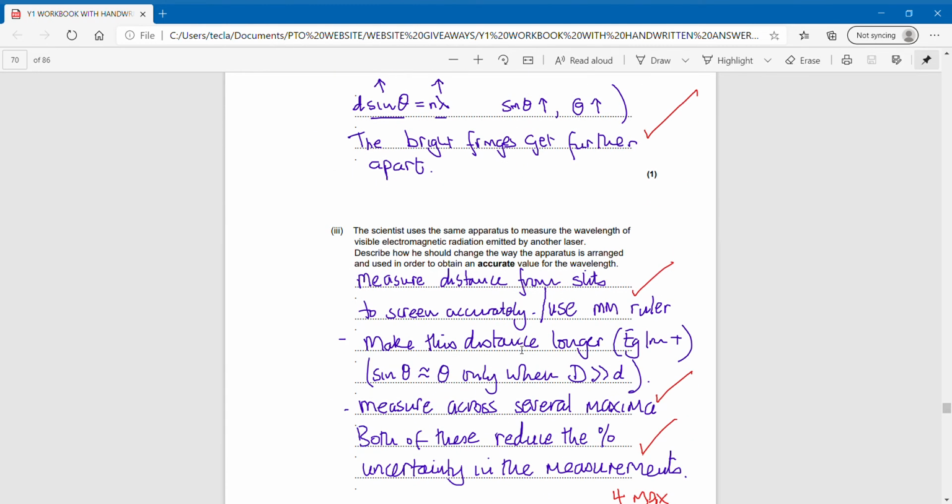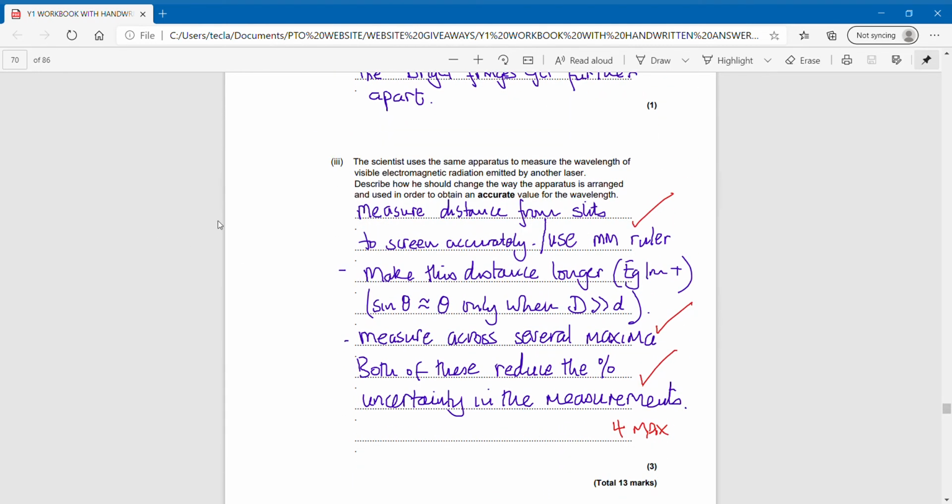Part 3. The scientist used the same apparatus to measure the wavelength of visible electromagnetic radiation emitted by another laser. Describe how he should change the way the apparatus is arranged and used in order to obtain an accurate value for the wavelength. So you'd measure the distance from the slits to the screen accurately. We'll use a millimetre ruler to do that. You'd make this distance longer, e.g. 1 metre plus.